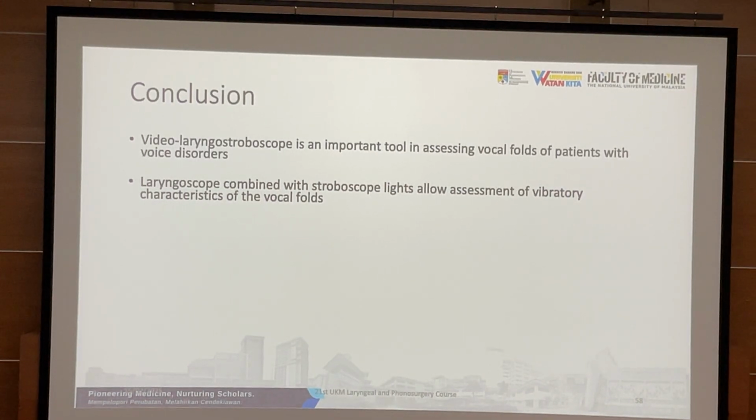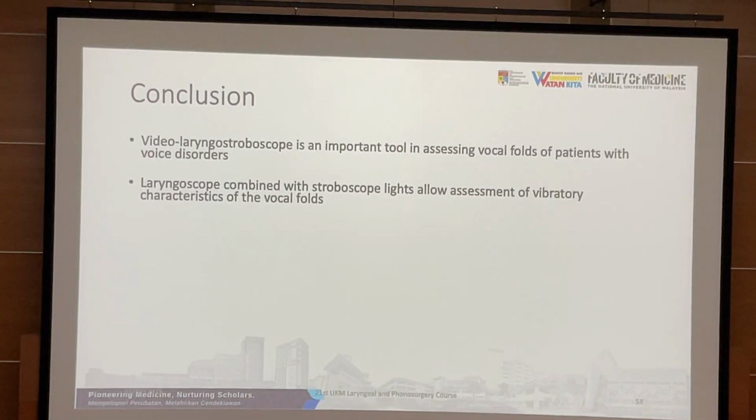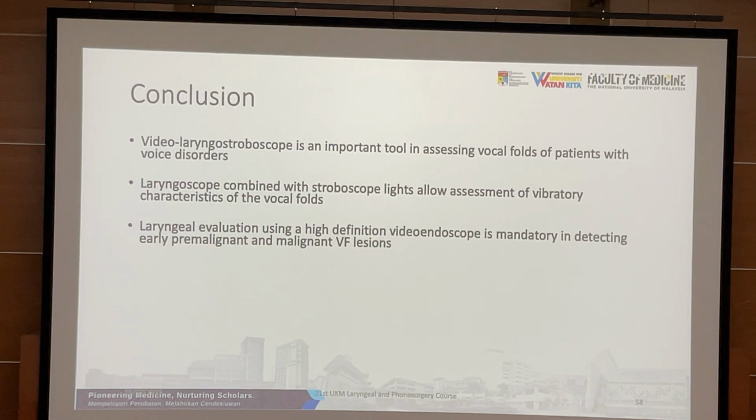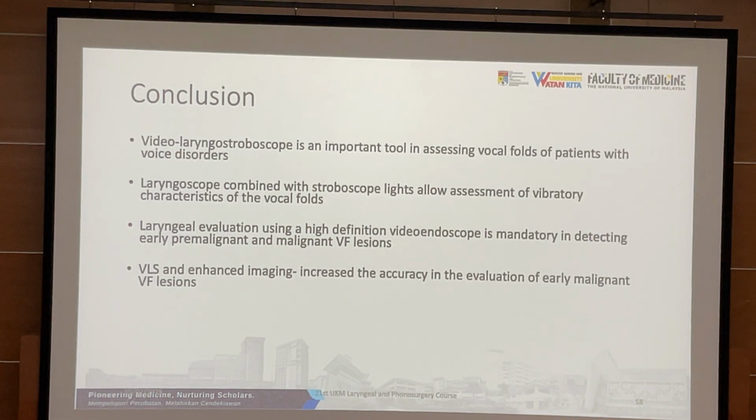And what is stroboscope? It is when laryngoscope is combined with stroboscope, with flashes of light emitted on the phonating vocal fold so that you can visualize the vibration. So this is video stroboscope. And it is mandatory for you to use stroboscope in patients with voice disorder, and it is also a useful tool for you to differentiate between pre-malignant, malignant and benign lesions, especially when you combine it with enhanced imaging.